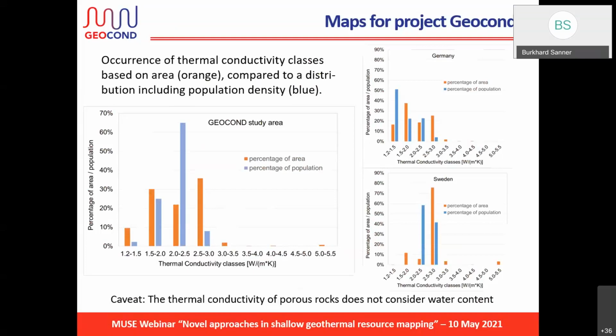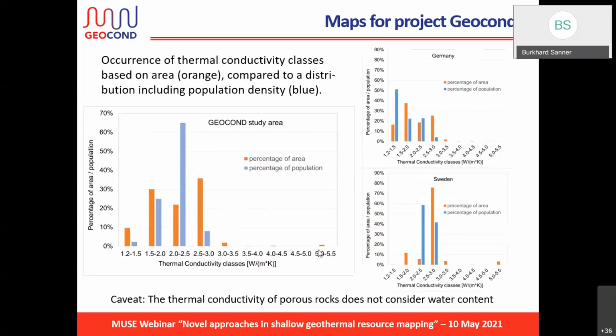It's more understandable when looking at individual countries. I think Sweden is the most striking example, where there is a lot of rock with high thermal conductivity, up to 3 or even above 3 watt per meter Kelvin. But when looking at where the people actually live, most of them are not living on top of these high thermal conductivity rocks. Still, there are quite a few, but much less than with the area.